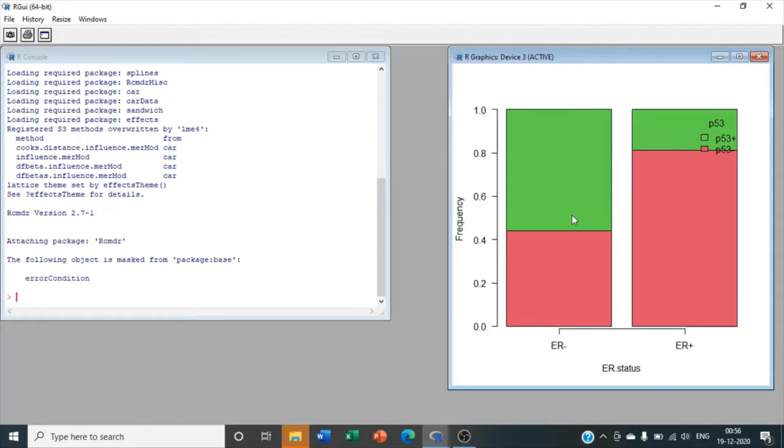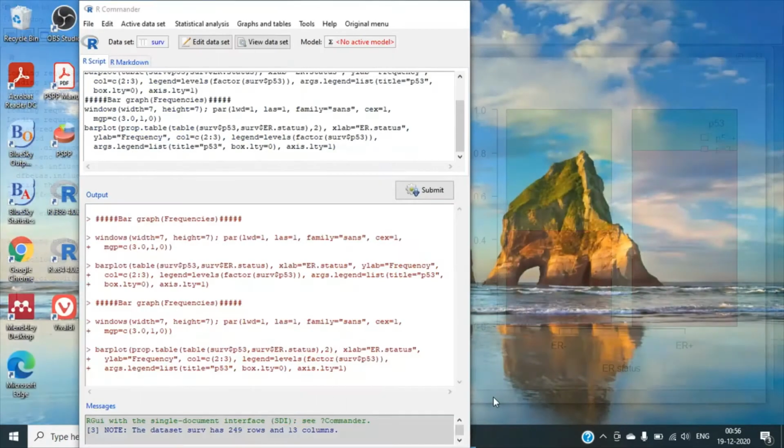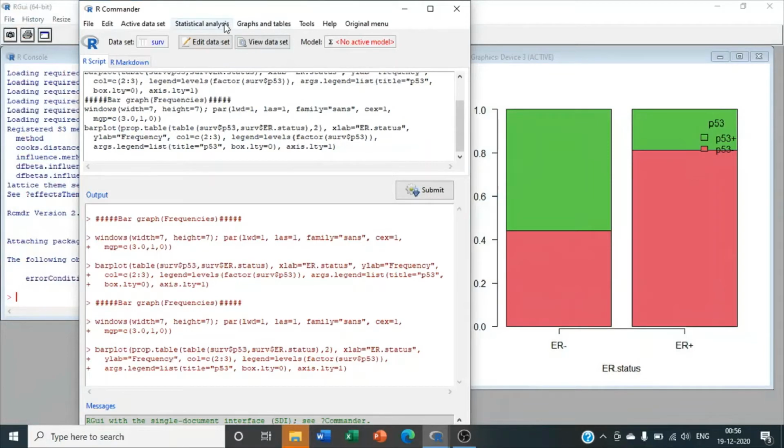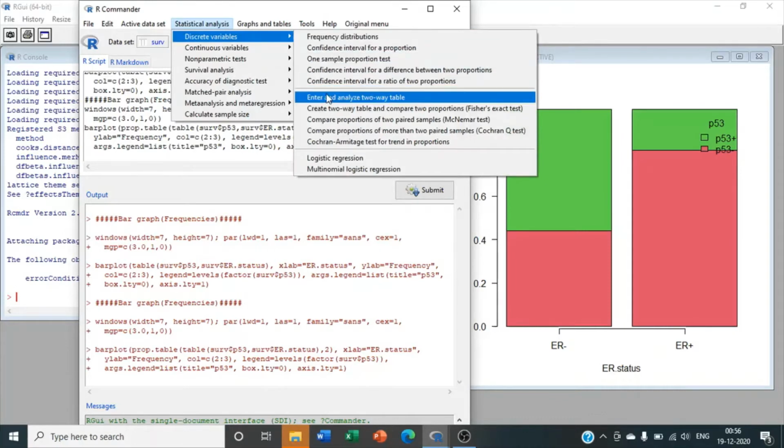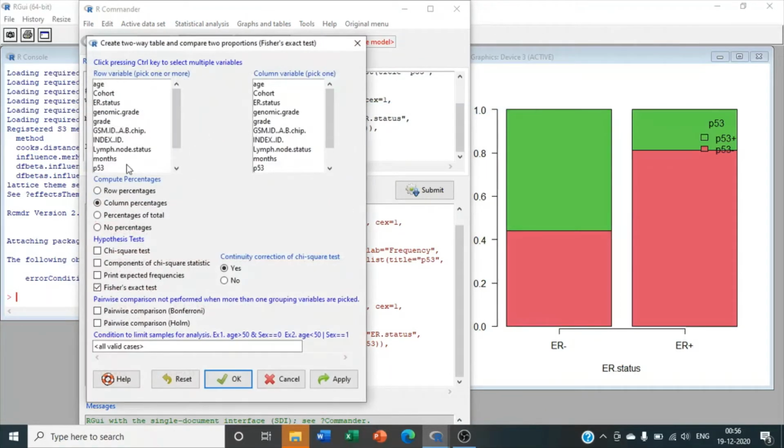But to find out actually if the difference in proportion is statistically significant, we should be doing a statistical test for that. What is the test we do? For two categorical variables, we do the Fisher's test. Now, an alternative to the Fisher's test is the chi-square test. How do we do that? We go to the statistical analysis, click on discrete variables, click on create two-way table and compare two proportions by Fisher's exact test. Over here, row variable p53, column variable ER status.